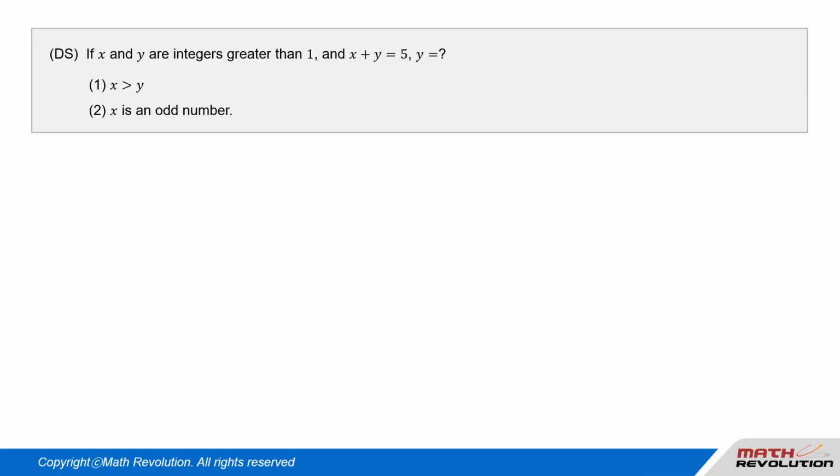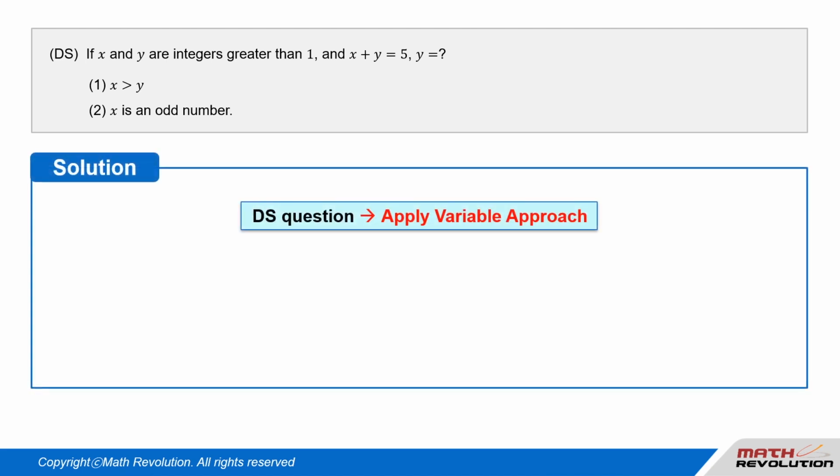Question. DS. If x and y are integers greater than 1 and x plus y equals 5, y equals what? Condition 1, x is greater than y. Condition 2, x is an odd number. Solution. Let us solve this DS question using the variable approach.